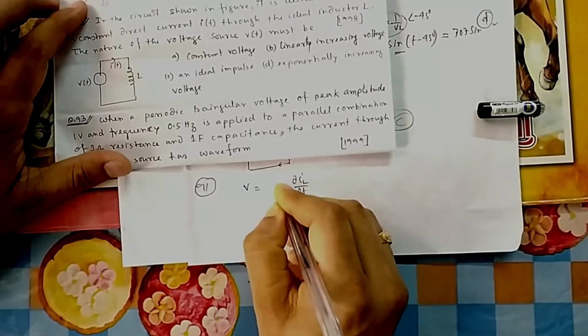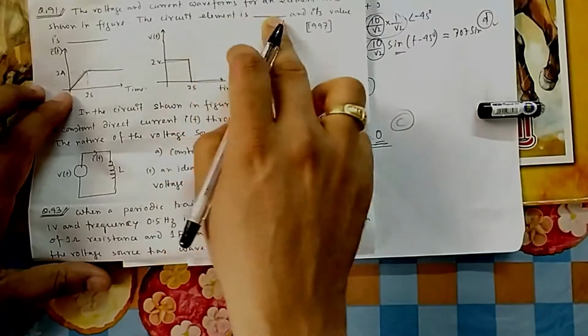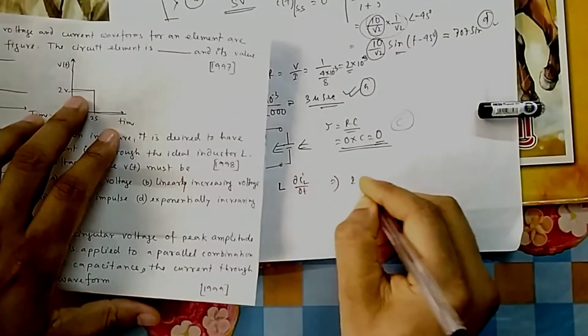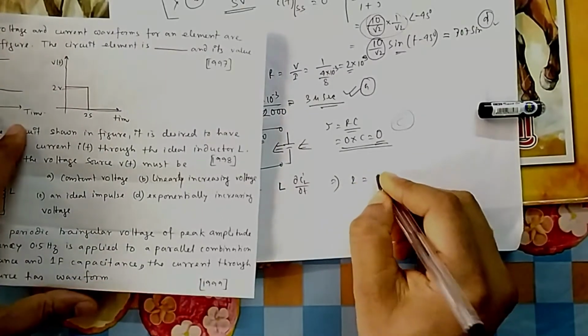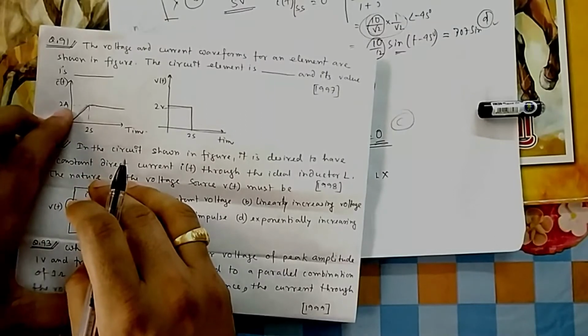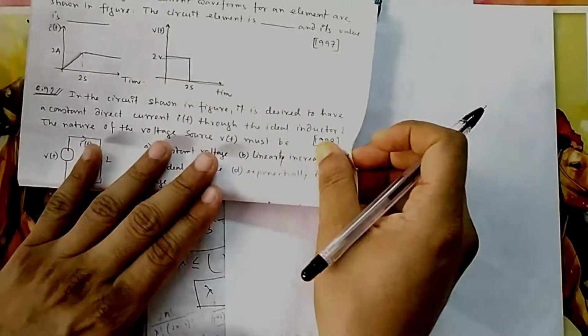So who gives you this one? By this you can already see it is V = L di/dt. So the circuit element is L, obviously an inductance, and what will be the value? You see here V is 2 during this period, and L I don't know, and di/dt is the change. So 2 by 2, it is all ampere per second, so that means L is equal to 2 Henry.